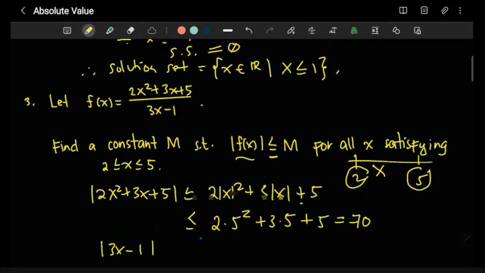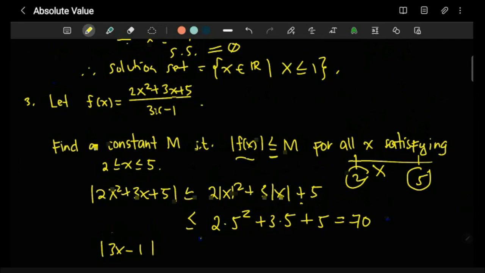So, that means our function, when you get the absolute value, is as large as possible when the numerator is the largest and when the denominator is the smallest. The largest possible value for the numerator is 70 and the smallest possible value for the denominator is 5. So that means f of x is less than or equal to 70 over 5, which is 14. So ito yung hinahanap nating m.